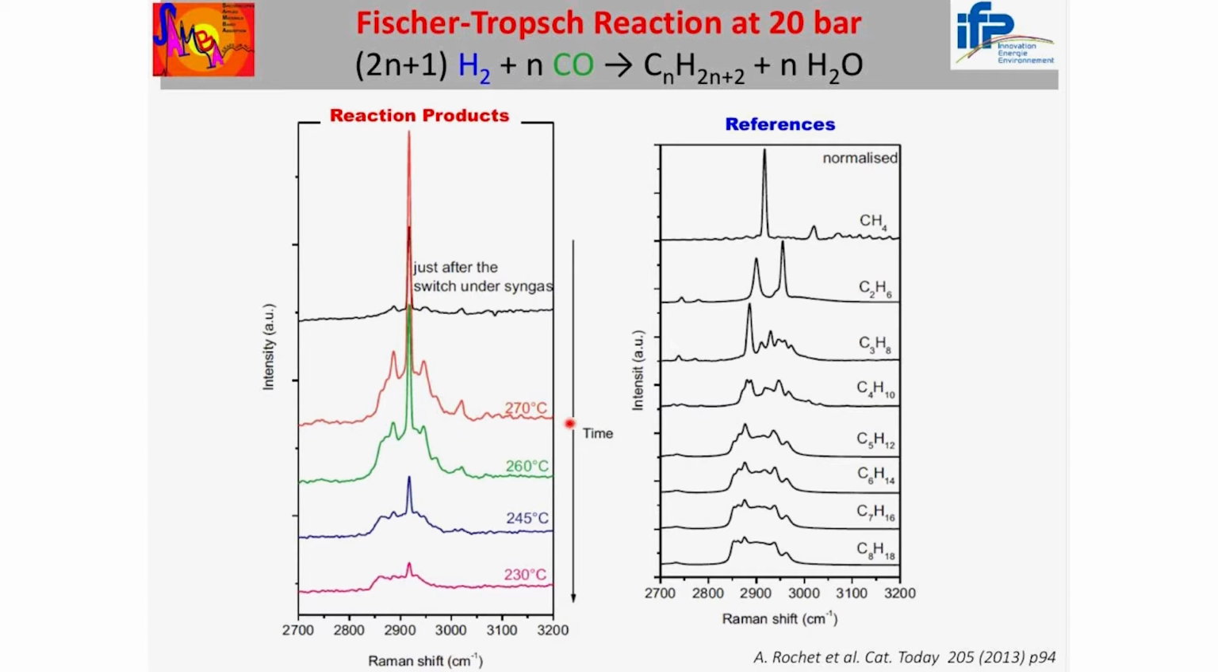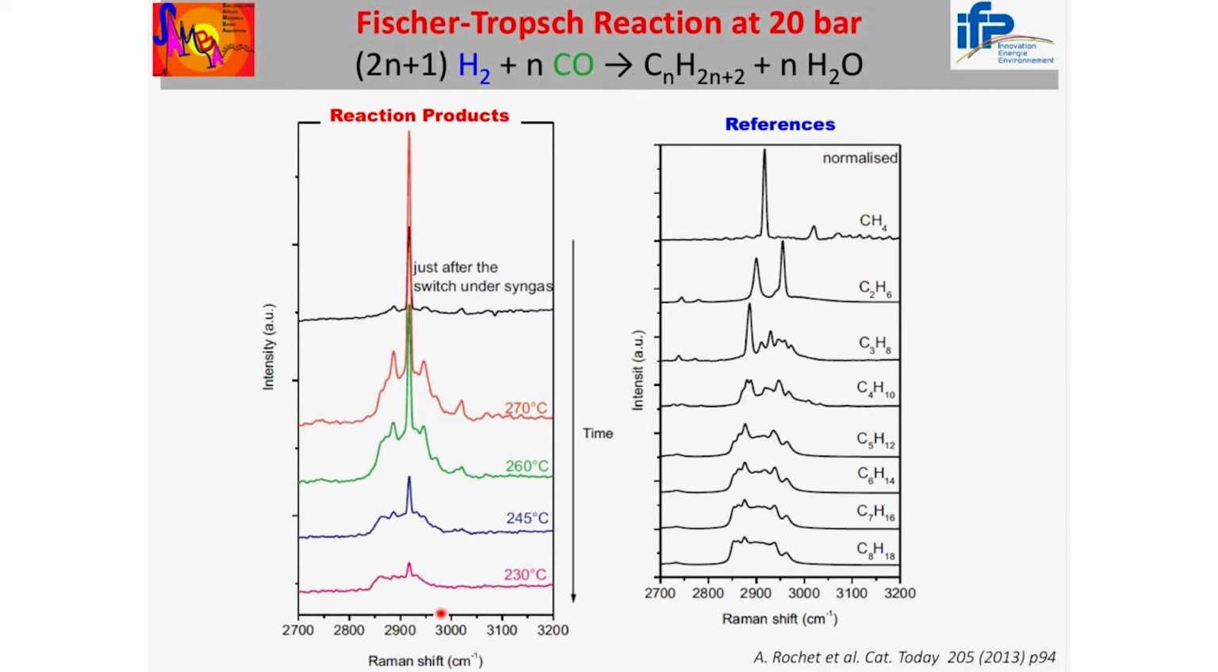At very high temperature, we see that we have this intense line here, which is characteristic of the formation of methane. But when we decrease the temperature from this to this, we observe a huge decrease of this main line characteristic of methane. That means that we form at lower temperature hydrocarbons with longer chains.